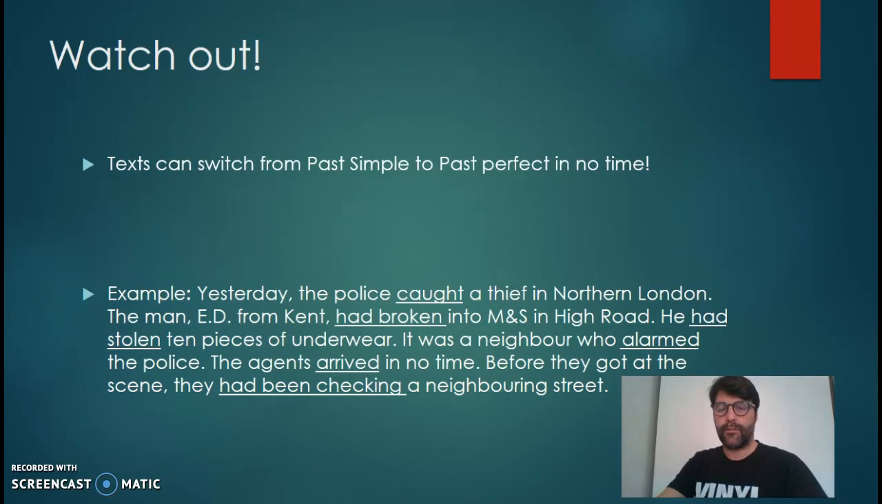So you see there's a switch from the past simple to the past perfect and vice versa. You always should check the context in order to know if you have to use the past simple or the past perfect.